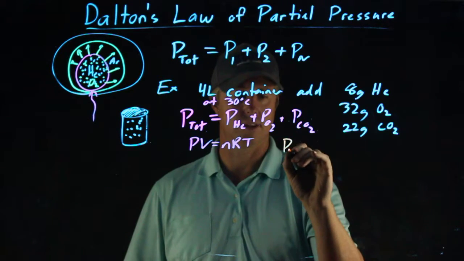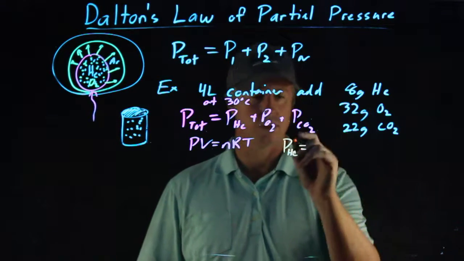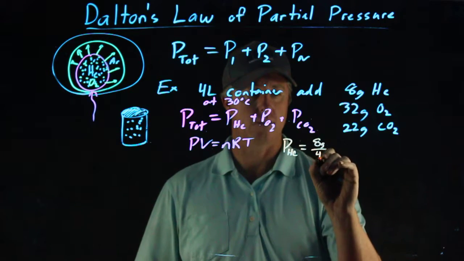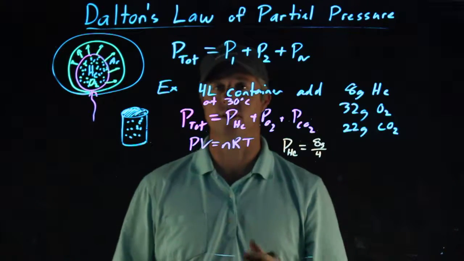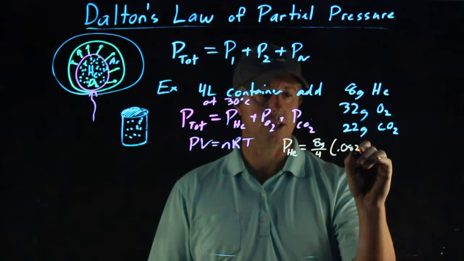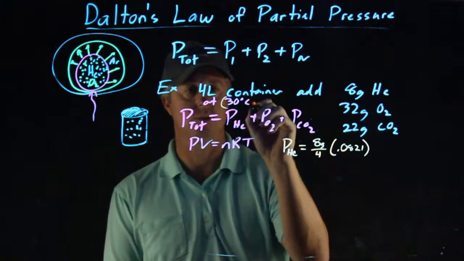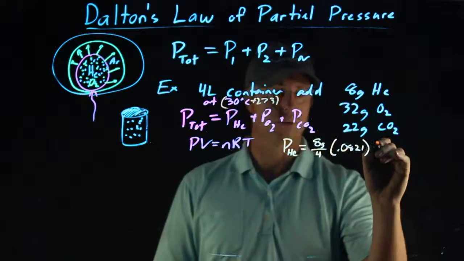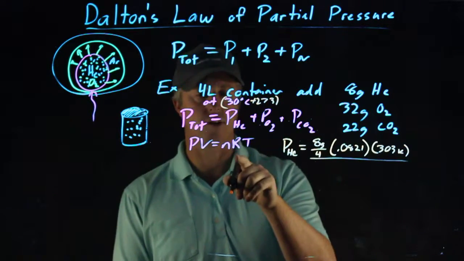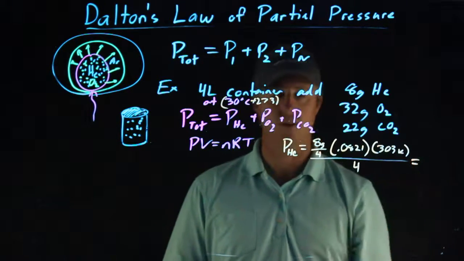So let's find the pressure of helium first. The pressure of helium is going to be the number of moles. Number of moles is 8 grams divided by its molecular mass, which in this case is 4 grams per mole. I looked that up on the periodic table. Then times R, which is 0.0821, times the temperature. Now temperature must be in Kelvin, so real quickly we'll convert that. So 303 K. All over the volume, 4 liters. This will give me my first value.